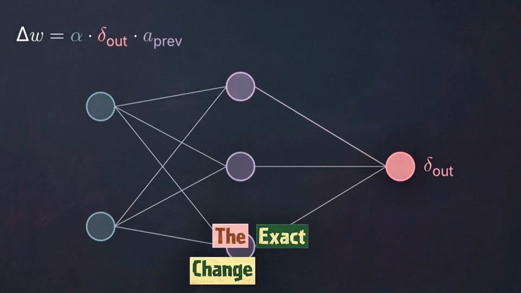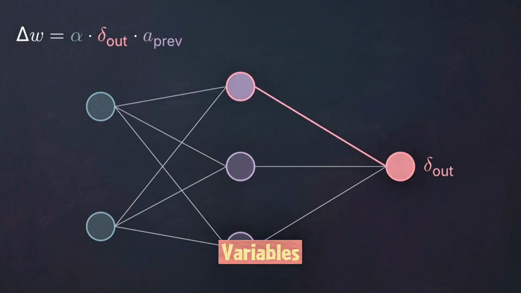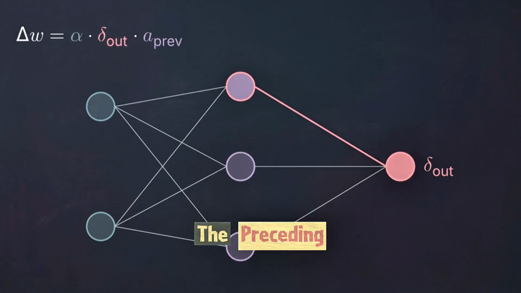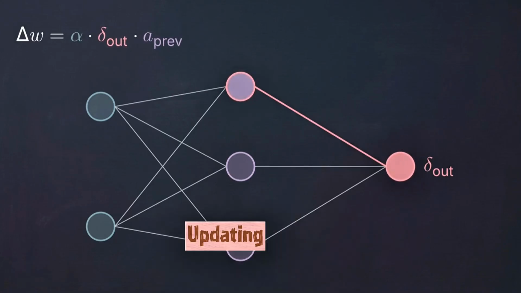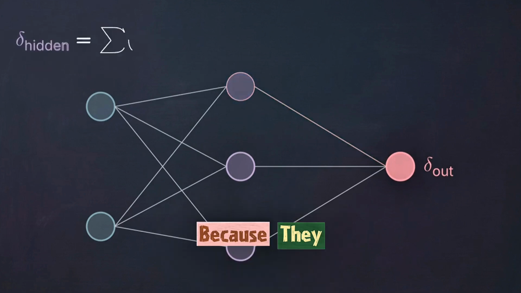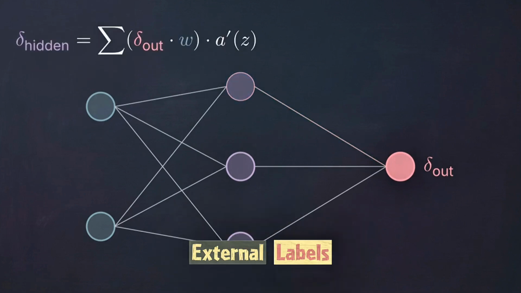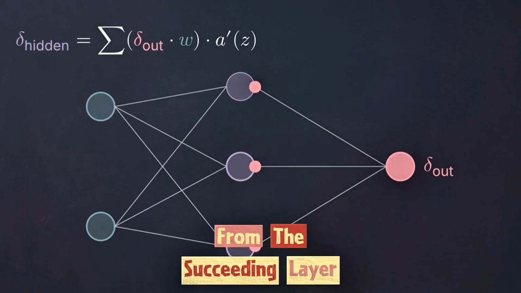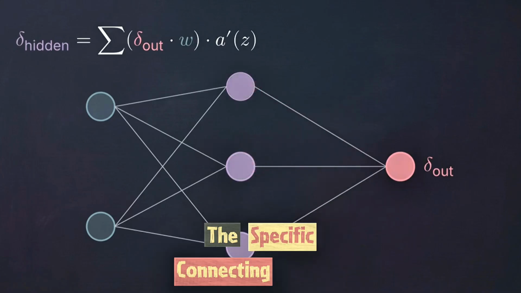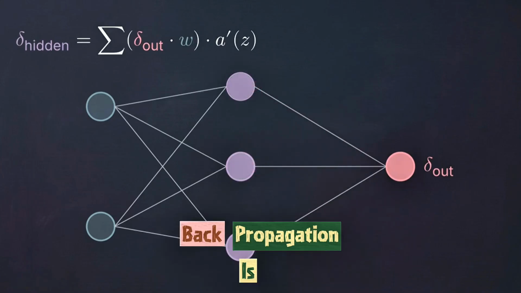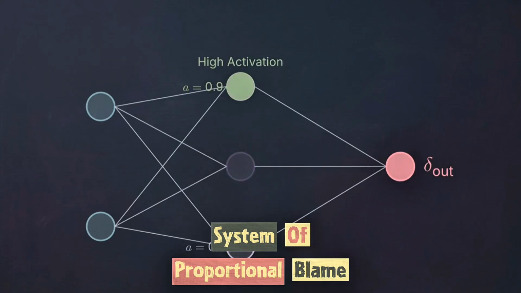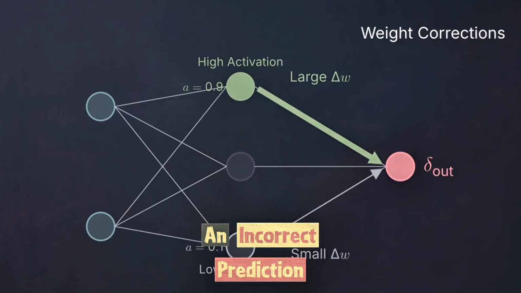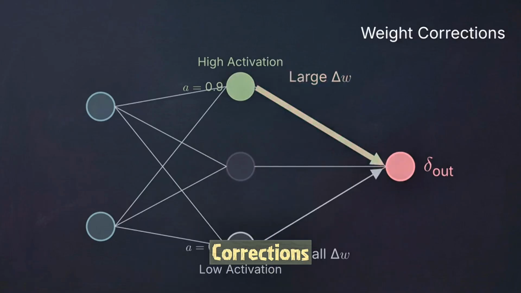The exact change applied is proportional to 3 variables: the learning rate, the calculated delta, and the preceding node's activation. Updating hidden nodes is a challenge because they lack true external labels. To calculate their delta, we pull the delta from the succeeding layer and multiply it by the specific connecting weight. Backpropagation is a system of proportional blame. Large node activations that contribute heavily to an incorrect prediction receive the largest mathematical corrections.